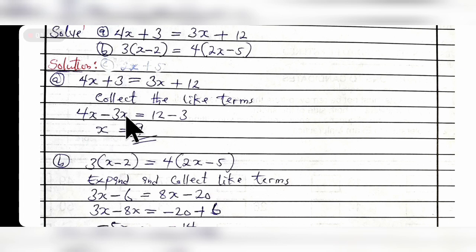So 4x and 3x have a common unknown, which is x. So you bring down your 4x. If 3x is crossing the sign of this equality, it changes to minus 3x, which equals 12. 12 is here at the right hand side. If you are bringing 3 from the left hand side to the right hand side, you change it to minus 3. 4x minus 3x is x, which equals 12 minus 3, which is 9. So our x is equal to 9.